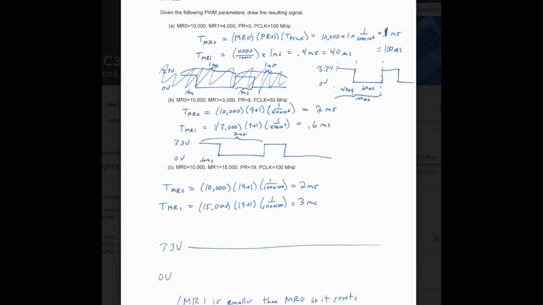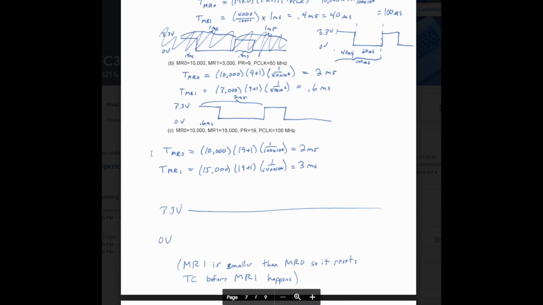In this case, instead of using the cycle percentage to calculate the time for TMR1, I did it just using the same equation but substituting in MR1, and that gives us 0.6 milliseconds. And so our period is 2 milliseconds. Our duty cycle time is 0.6 milliseconds, or 600 microseconds. And that gives us, again, the same 3.3 volts, 0 volts, and the same sort of shape as we had before.